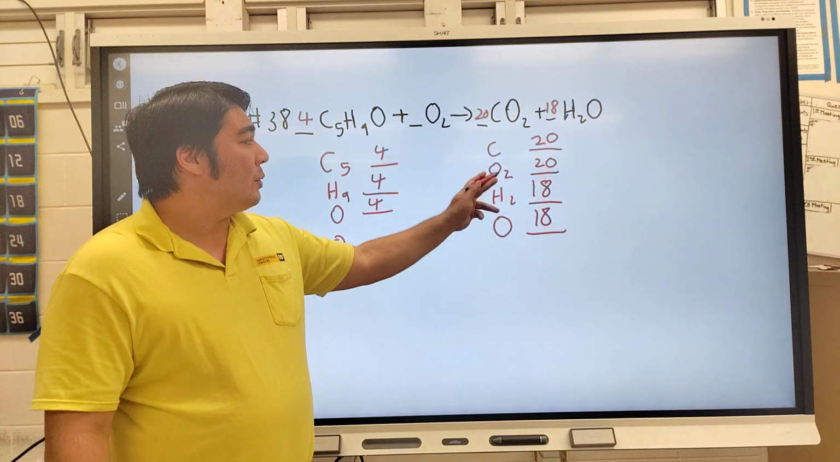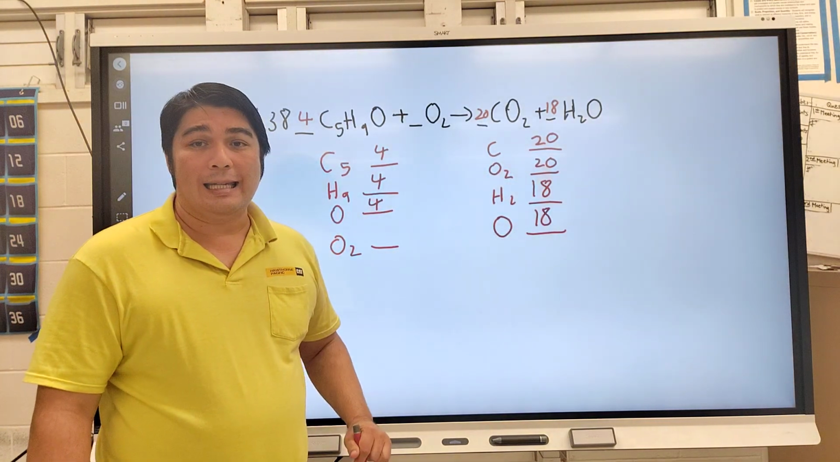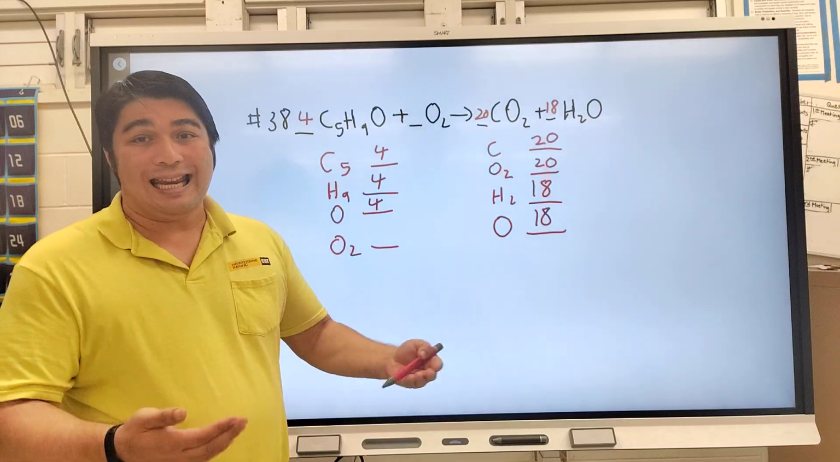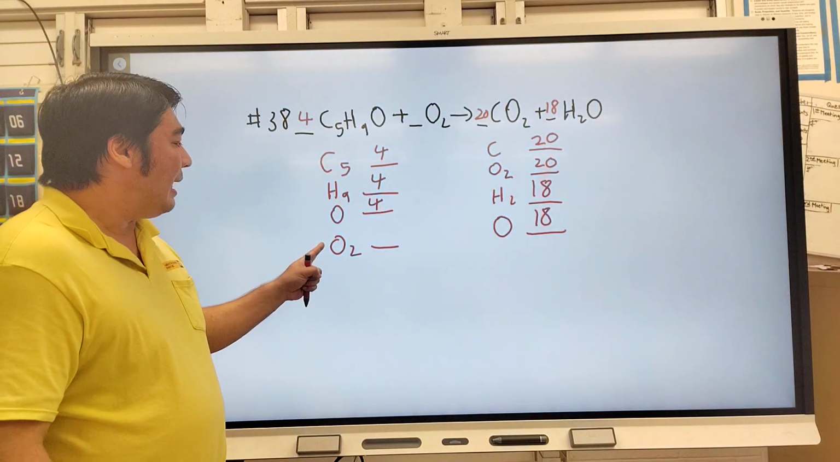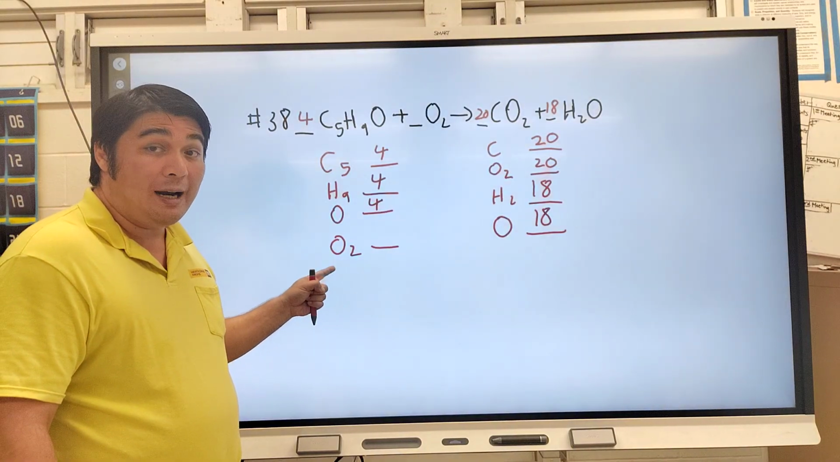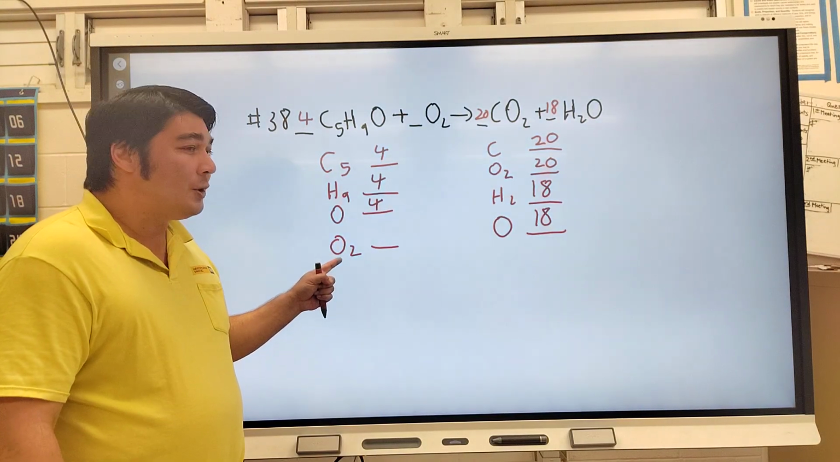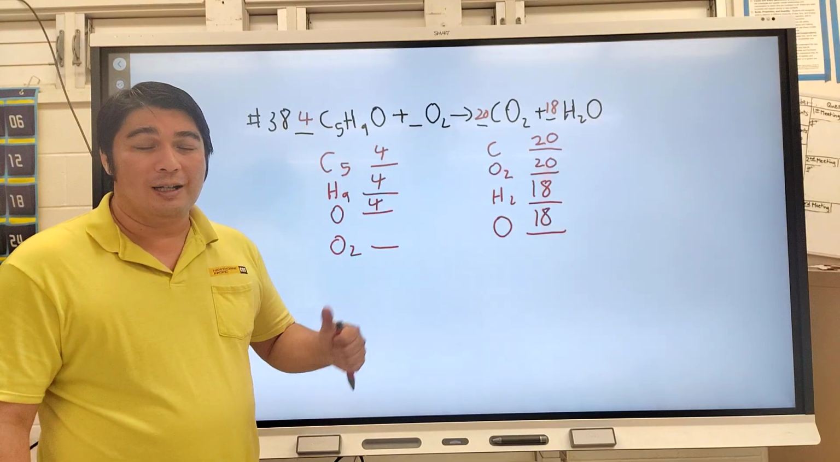So let's take a look. 20 times 2 is 40, and 18 times 1 is 18. 40 plus 18 is 58. So now we take a look on this side and notice that 58 is an even number, and we have a pair of oxygens, which means all we need are an even number of oxygen atoms, and we are good.